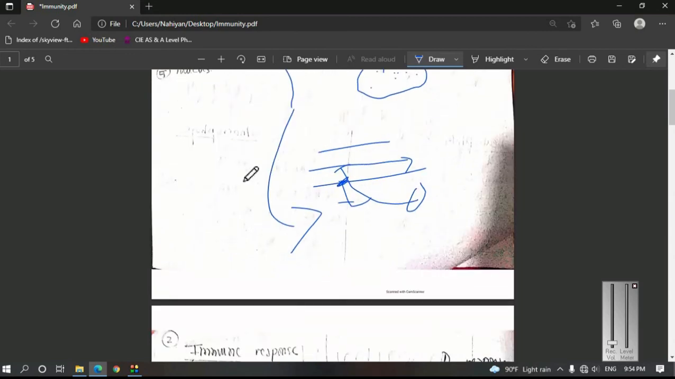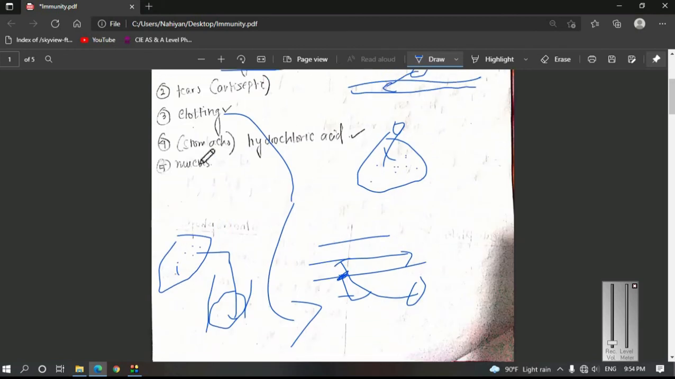Moving on to the stomach, for instance, if you have something which has bacteria particles in it, when you eat it, it goes into your stomach, and there is an acid, which is hydrochloric acid, and that has a very low pH of around 1 to 2, which is very acidic, and it can kill bacteria.